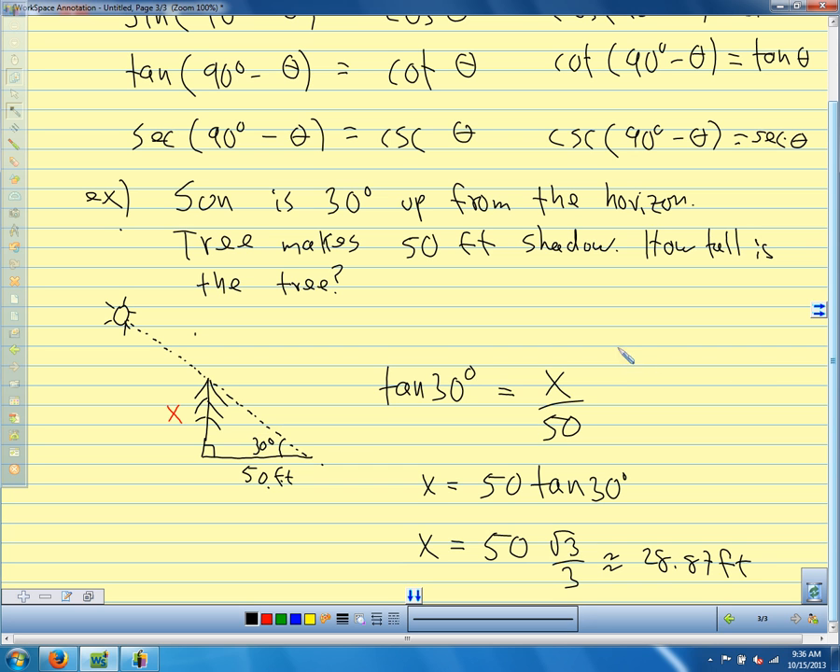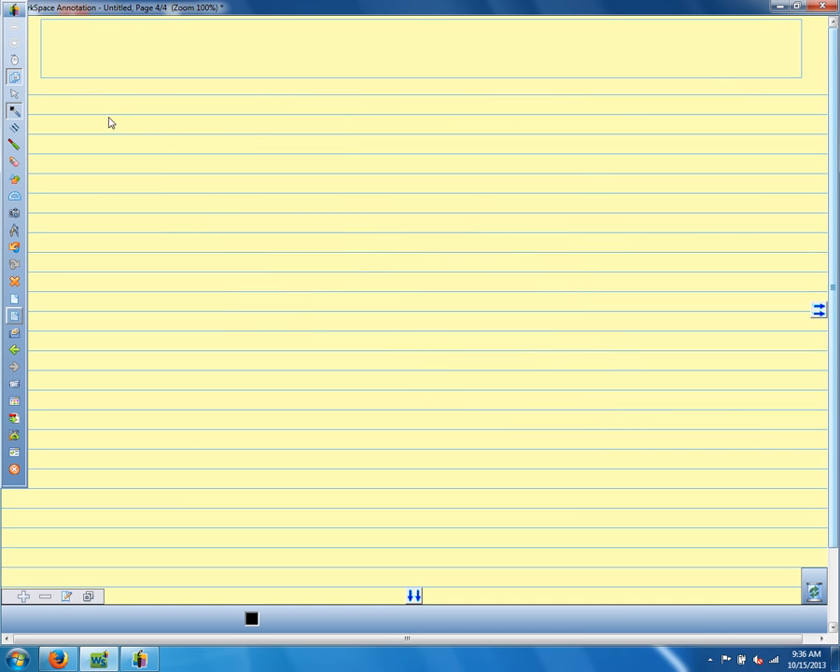And you want to make sure your calculator is in degree mode when you find the tangent of 30 degrees. But you should know that you shouldn't need your calculator to find the tangent of 30. You should be able to figure out that it's square root of 3 over 3. So questions on that one? All right, another one.